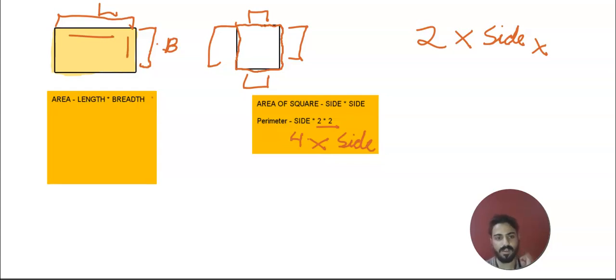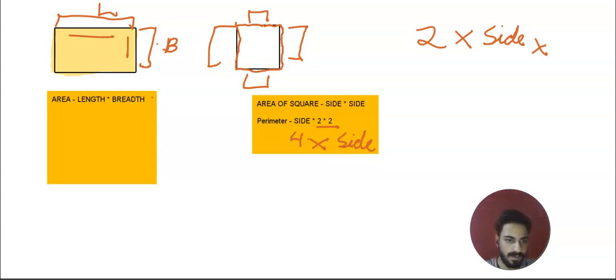Similarly, that is your formula for area, and the formula for square is side into side because the length and breadth, or side, are of the same size. That's why in a square we take side into side, but in a rectangle it's different, so we take length into breadth. The basic fundamental concept is the same, but the formula is different.